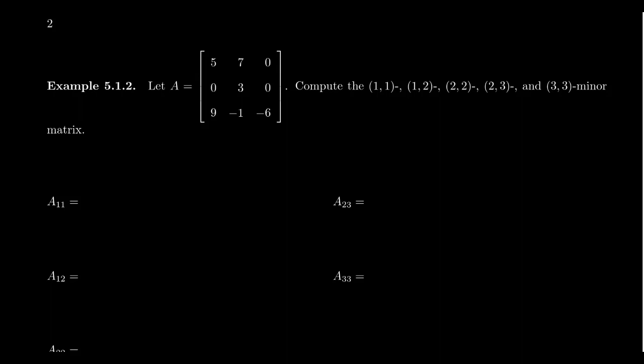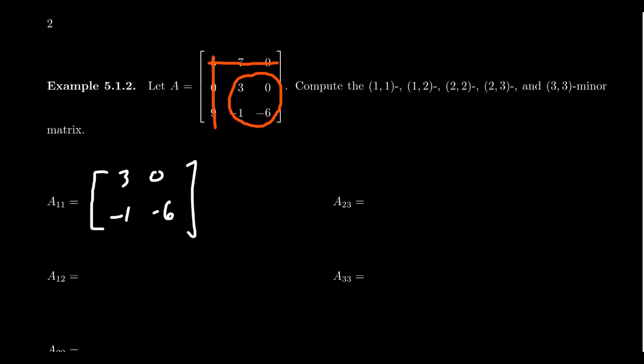Let's first look at the 1, 1 minor. The 1, 1 minor means that we're going to remove the first row and the first column. We just look at this matrix right here: 3, 0, negative 1, negative 6. We record that 2x2 matrix, and that's then the associated minor. Next, if we want to do the 1, 2 minor, the 1, 2 minor says we take away the first row and the second column. Always do rows and then columns. The 1, 2 minor would look like 0, 0, 9, and negative 6.